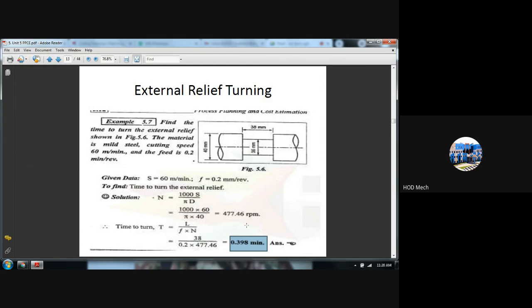So in turning, you have only two formulas. One formula for calculation of spindle speed, capital N. And one formula for calculating cutting time or machining time. So you have to memorize these two formulas. There is no other way. These two formulas are sufficient for you to solve problems related to turning.